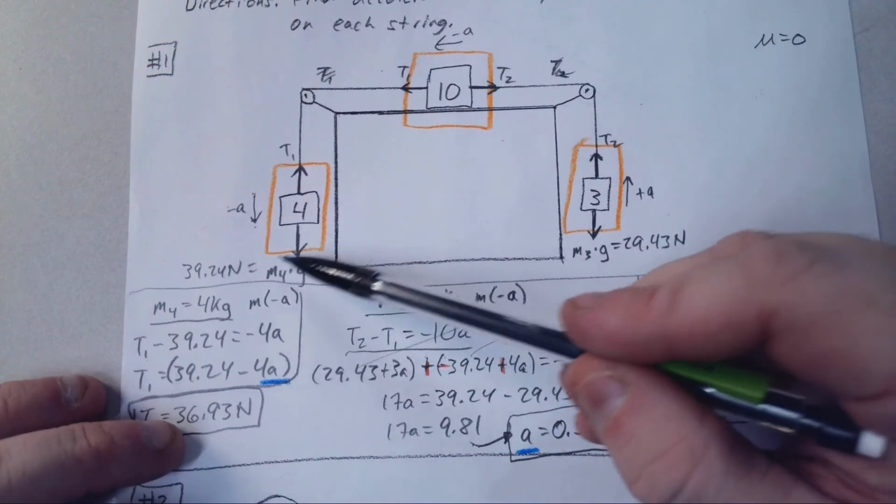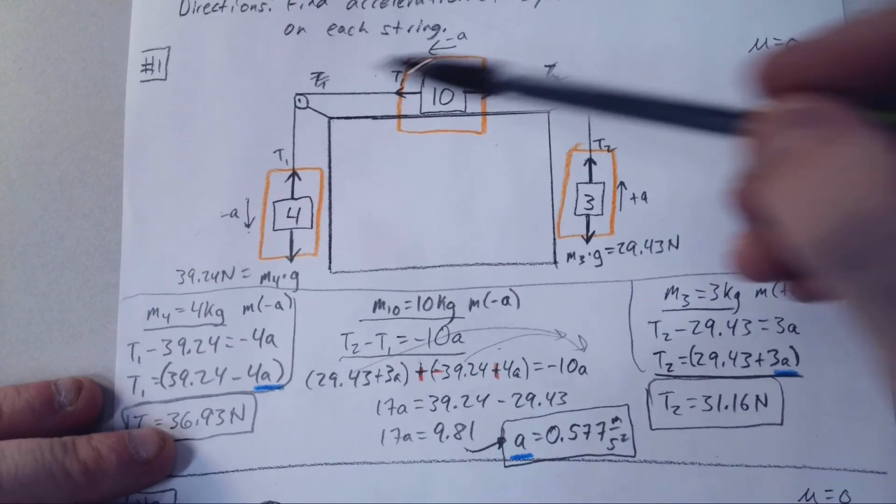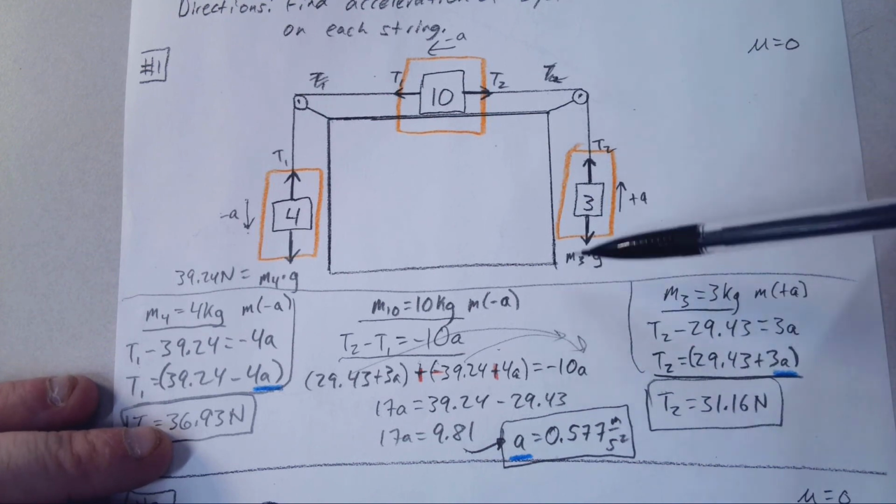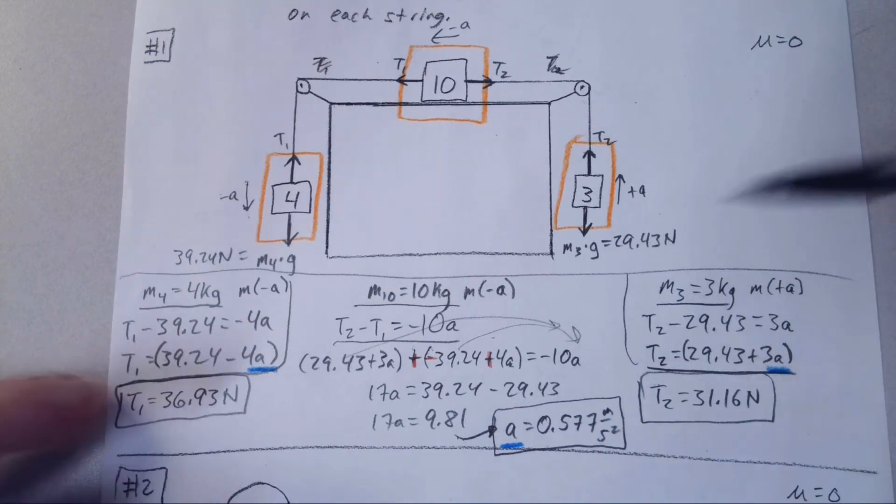So this is the force to accelerate all these. This is the force to accelerate this. This is the force to accelerate that. And that is the force if the acceleration is 0. That's just the weight of it.